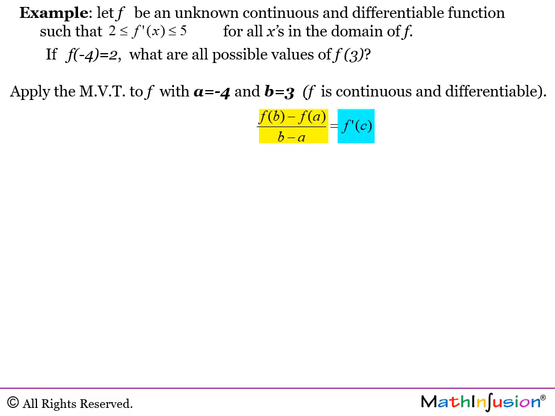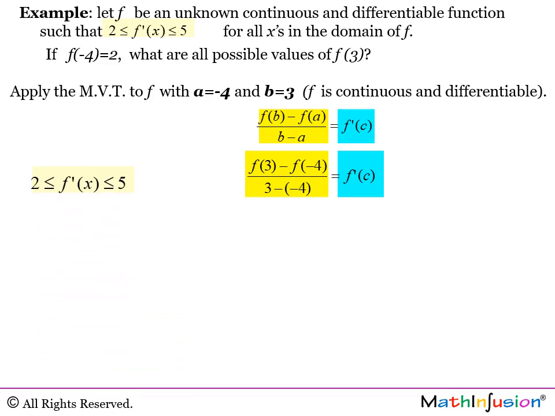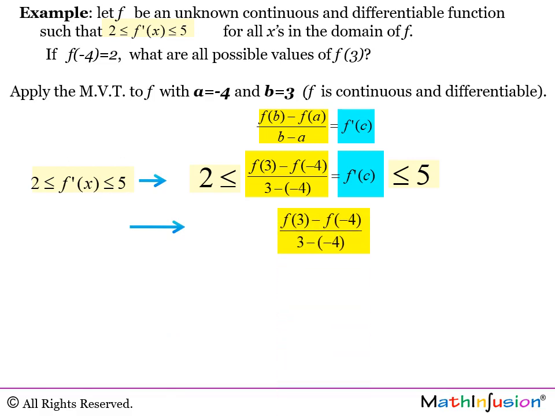We just write the theorem, and now we are going to fill in the values. b is 3 and a is negative 4, and we get that. Now I'm going to use the fact that f prime of x is greater than or equal to 2 and less than or equal to 5 for all x. But c is a value of x. So f prime of c is also greater than or equal to 2 and less than or equal to 5. It means that this is between 2 and 5.